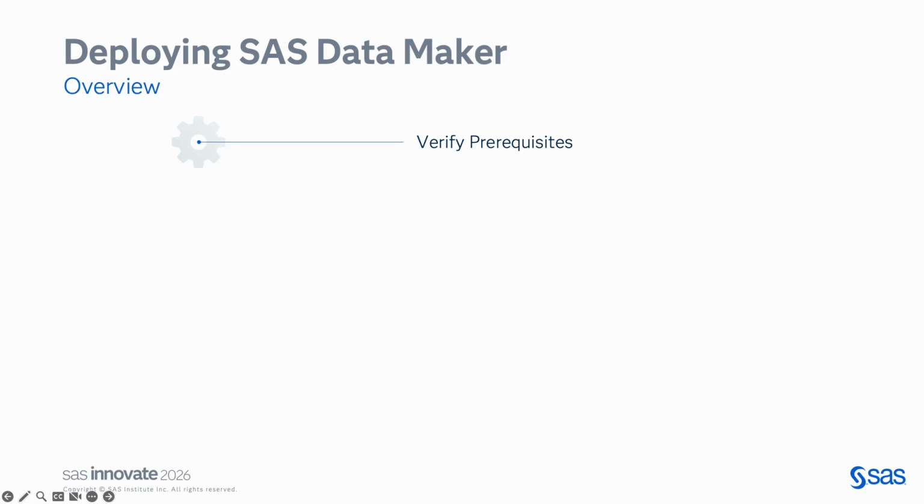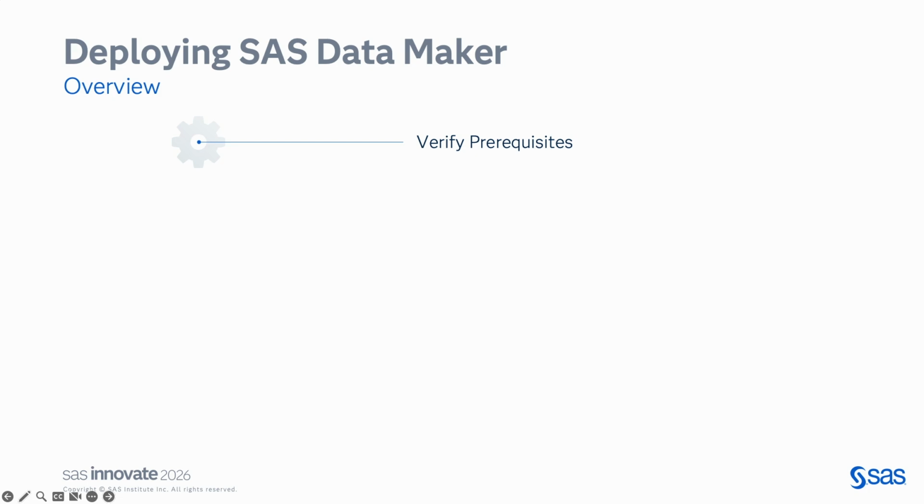So SAS Data Maker is a completely standalone offering from SAS. It is not tied to any of our platforms like VIA or SAS 9. And it is available via the Microsoft Marketplace. So you acquire this via the Marketplace. You can do this today. It is available as of this past November.